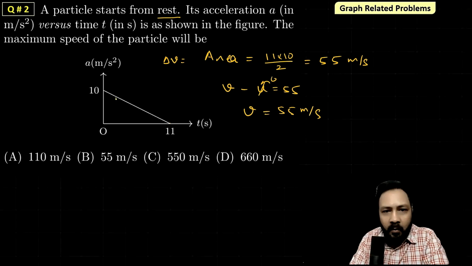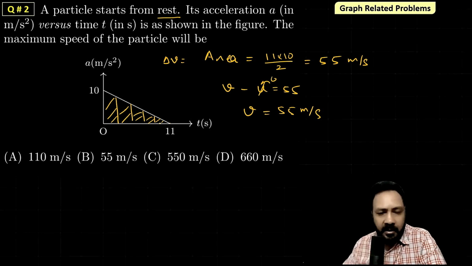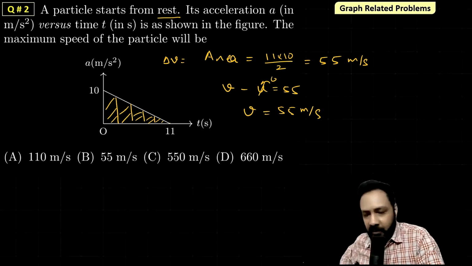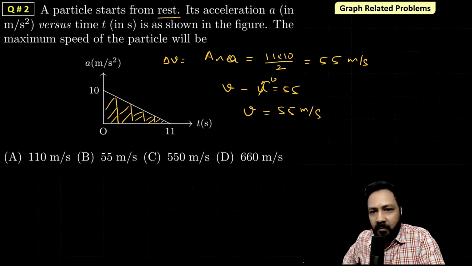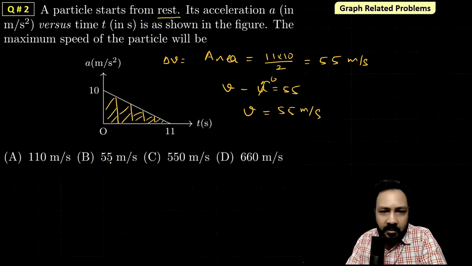And as we go, so far the area is positive, which means the velocity is increasing. More positive area, more velocity increases. So velocity is continuously increasing till 11 seconds, and so it means the maximum speed would be at t equal to 11 seconds. So B is the correct answer here.